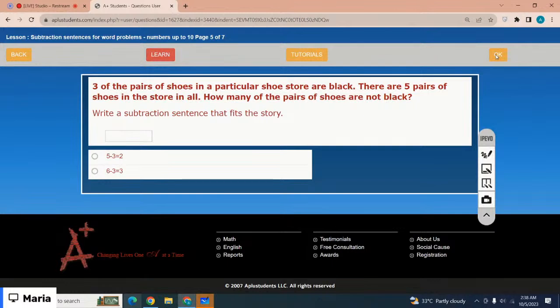So, the total pairs of shoes were 5, and 3 of them were black, right? So, the subtraction sentence is 5 take away 3 equals 2. The correct option is 5 take away 3 equals 2, right?